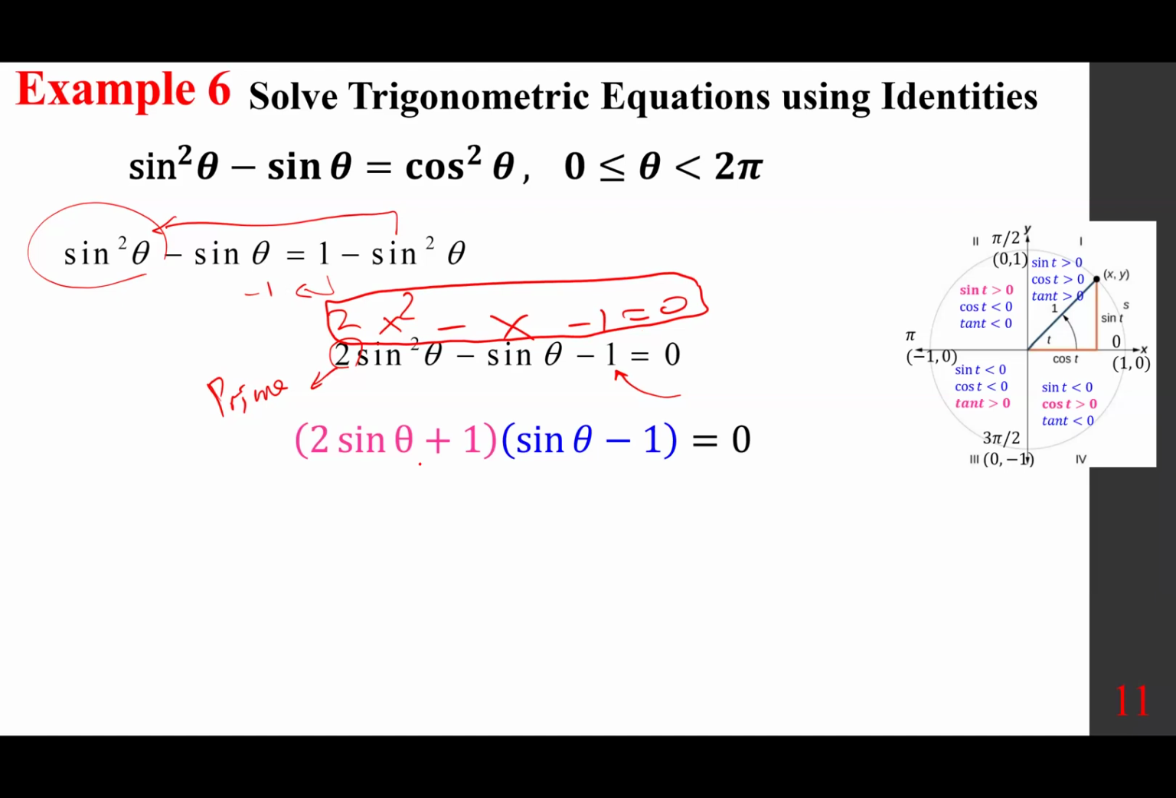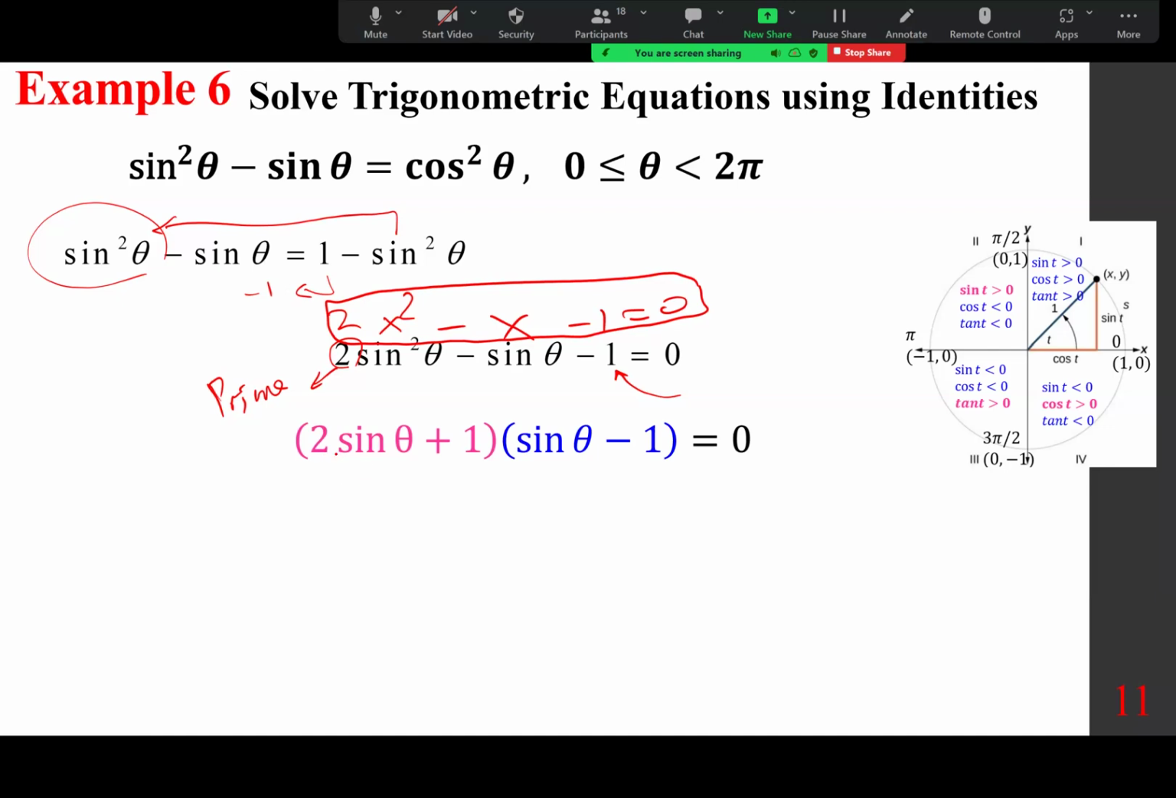So sine theta is negative half here, and it's positive 1 here. And we are going to solve. This is again easy. Sine theta is 1 when it's pi over 2. By the way, if they say 0 to 360, you would answer 90 degrees here. But when they say 0 to 2 pi, you have to answer it in radians. Pay attention to what they are asking you. And so it's pi over 2.